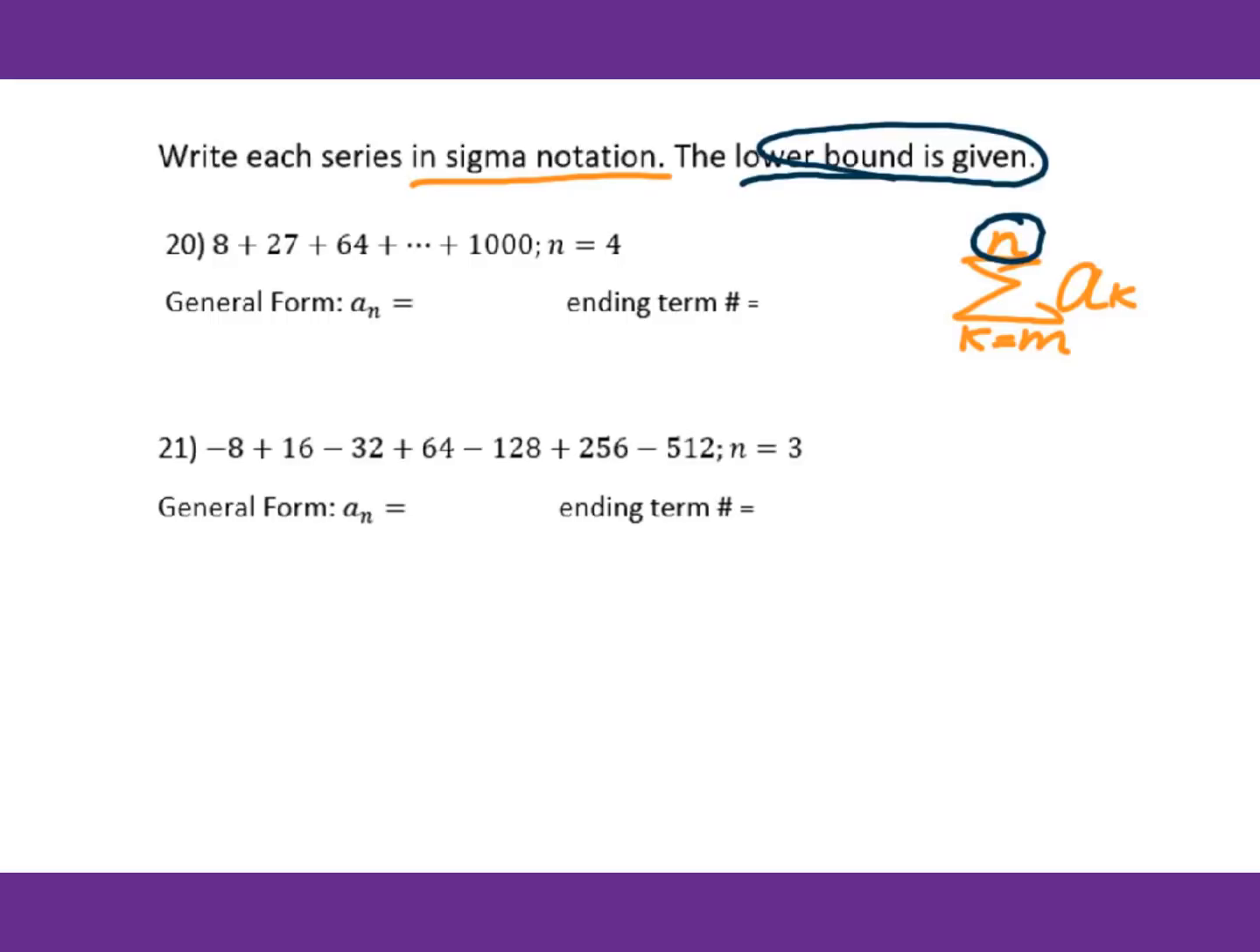For 20, you could say this is 2 to the third power. Here is 3 to the third power, 4 to the third power. N equals 4 means this is the fourth term, fifth term, sixth term. For 1000, that's 10 to the third power. I don't know what term this is. You have to figure out the ending term number.